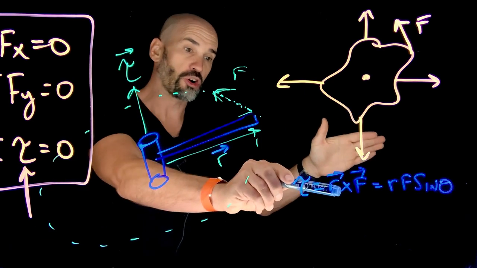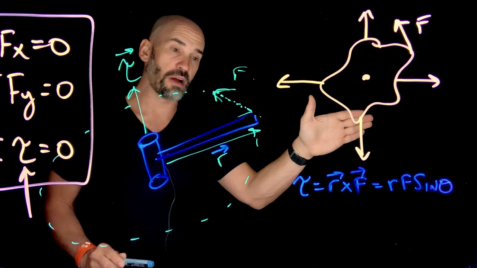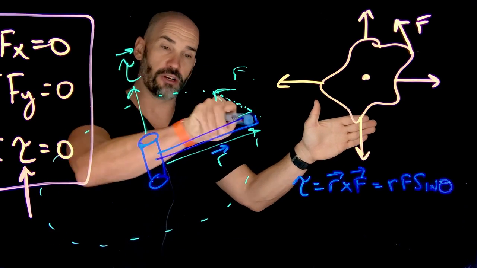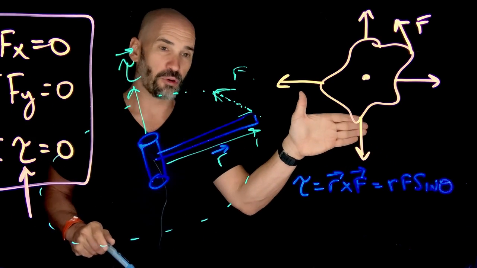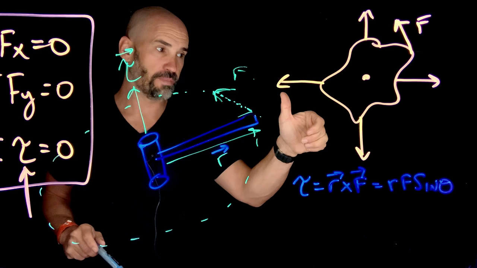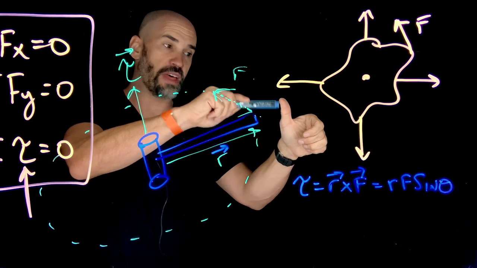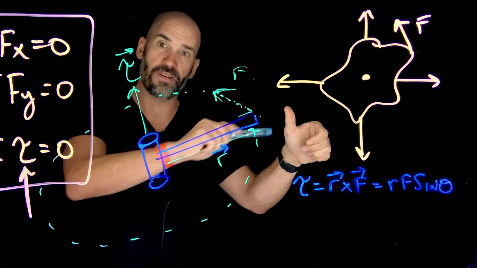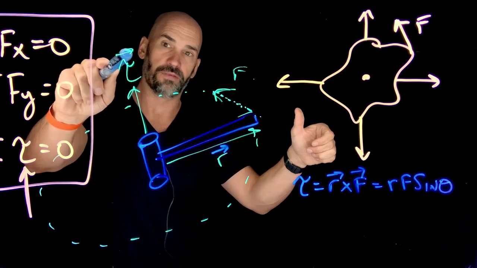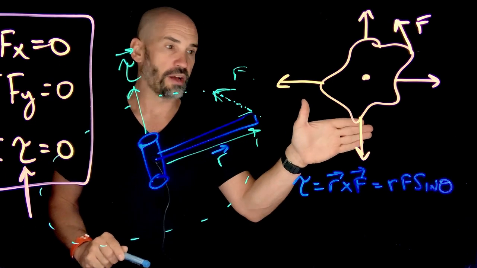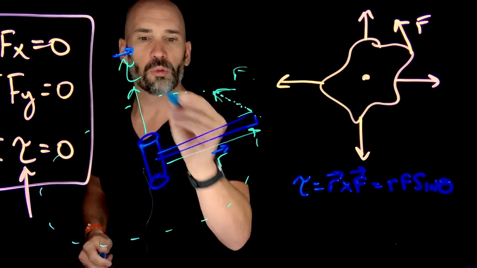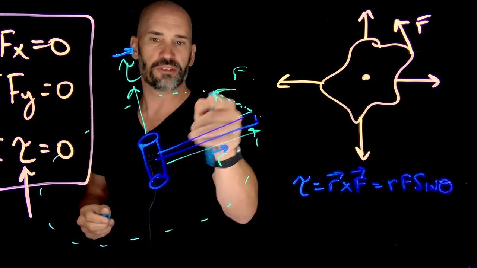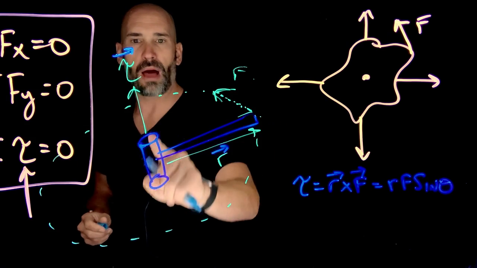Then we curl our fingers in the direction of the other vector. So if F is here, trying to make this thing rotate, I'm going to curl my fingers in that direction, which means that my thumb is the remaining vector that points in the direction of torque. So R cross F gives us our torque. And now you might be like, well, I don't understand. The force is in this direction. It's making this thing rotate. Why would torque be up?